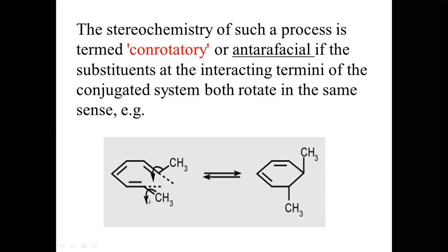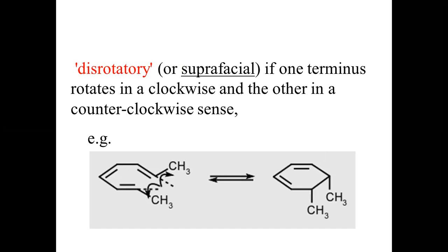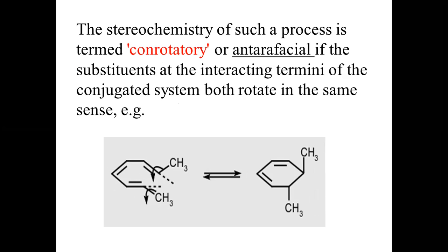And you can also rotate both in a clockwise direction. If you rotate this one clockwise, this methyl group goes downside, and this methyl group goes upside, this is down, up. If it is anti-clockwise, this is down and this is upside, that means upside of the selected plane. So the stereochemistry of a process is termed con rotatory or antarafacial if the substituents at the interacting termini of the conjugated system are rotated in the same sense.